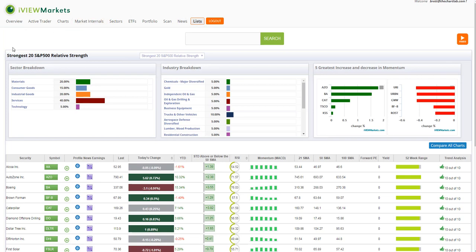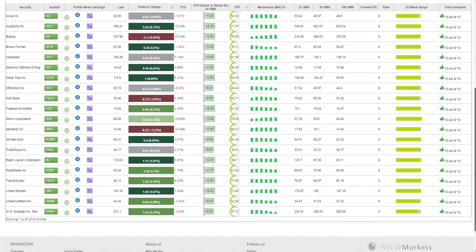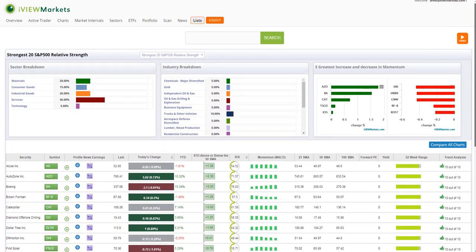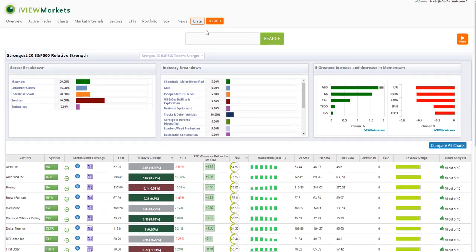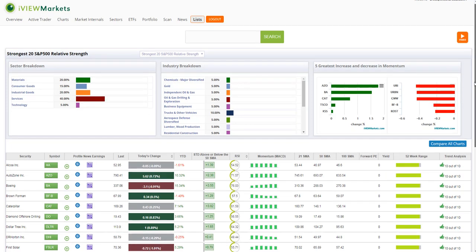The first thing you'll notice is this first default page shows the strongest relative strength stocks within the S&P 500. If you're not familiar with relative strength, please see the momentum section video. It will explain what relative strength is. Essentially, it's a mixture of the greatest return on a 6-month and a 12-month look back, and it's a very common way to look at momentum.